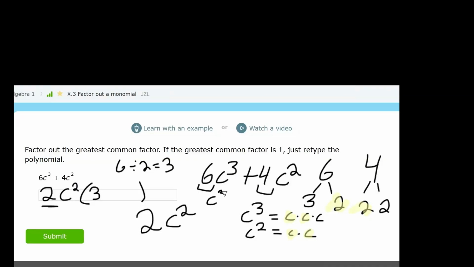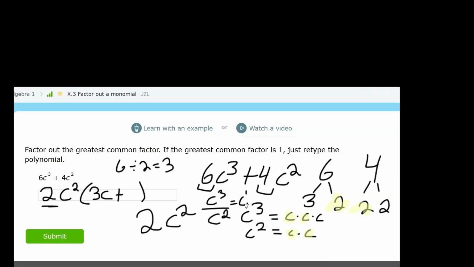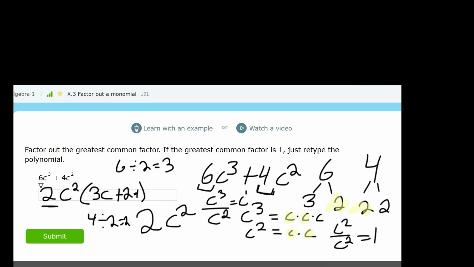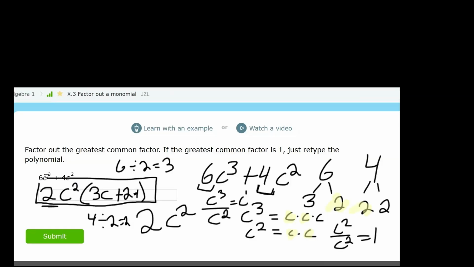What's c to the third power divided by c squared? That's just c to the first power, so just c. And then we're going to carry our plus over. Okay, so now we're working on the second term. 4 divided by 2 is just 2, so I'm going to write a 2 here. C squared divided by c squared is just 1. So we have a 1 here. So our final factored form is 2c squared, parentheses, 3c plus 2, close parentheses.